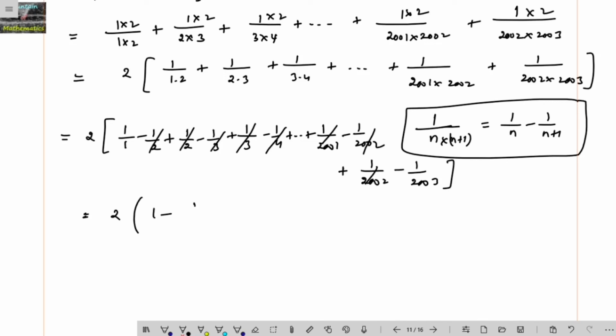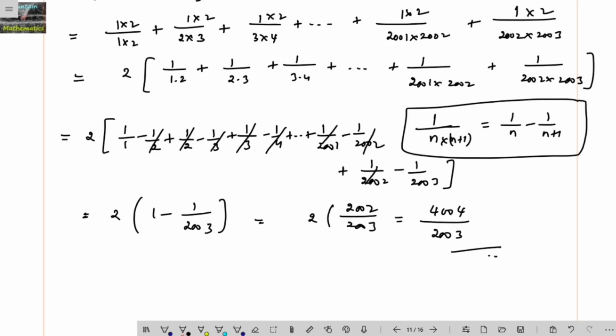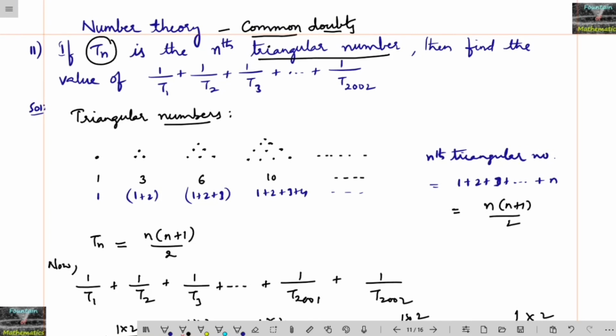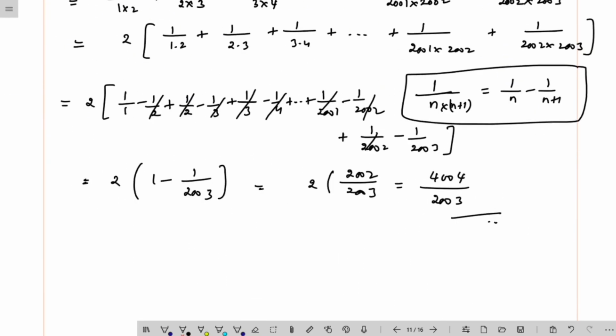So this is 2 times 1 minus 1 by 2003, which is 2 times 2002 divided by 2003. This is 4004 divided by 2003, which is the sum. Therefore the sum of the numbers 1 upon T1, 1 upon T2 and so on up to 1 upon T2002, where Tn is the nth triangular number, is 4004 upon 2003. So we can give this as the answer.